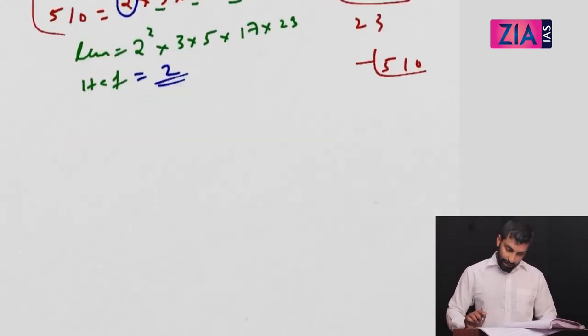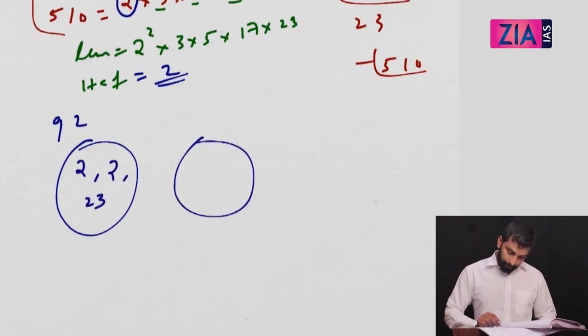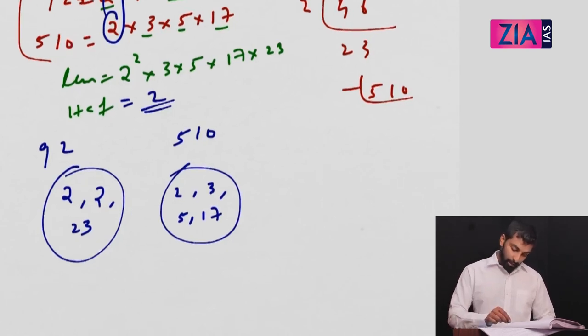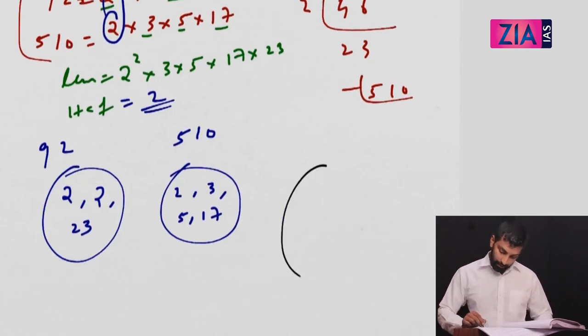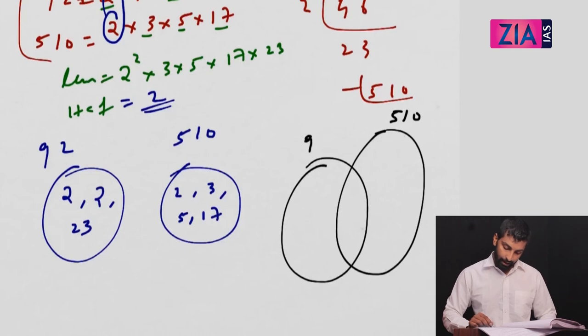Now, if you try to visualize this in a Venn diagram, let's draw 92. What is that? 2, 2, 23. What about 510? 510 is 2 into 2, 3, 5, 17. Now let's join them with the common terms, so whatever is common, let's join. This is 92. This is 510. Let me draw a bigger one for 510.